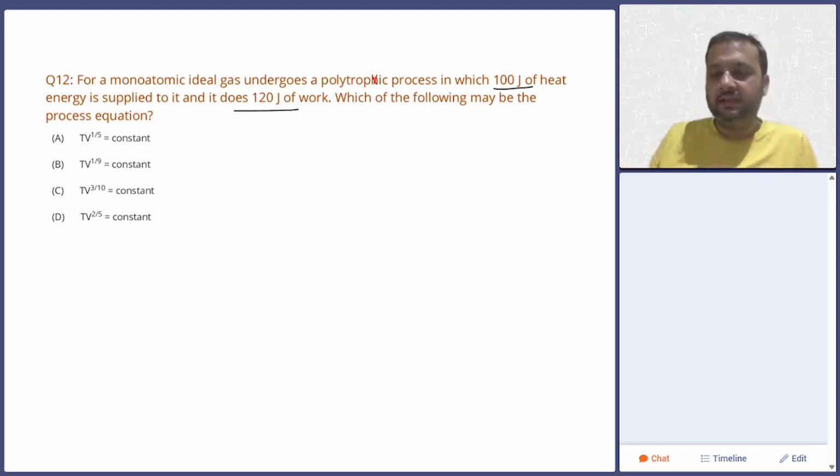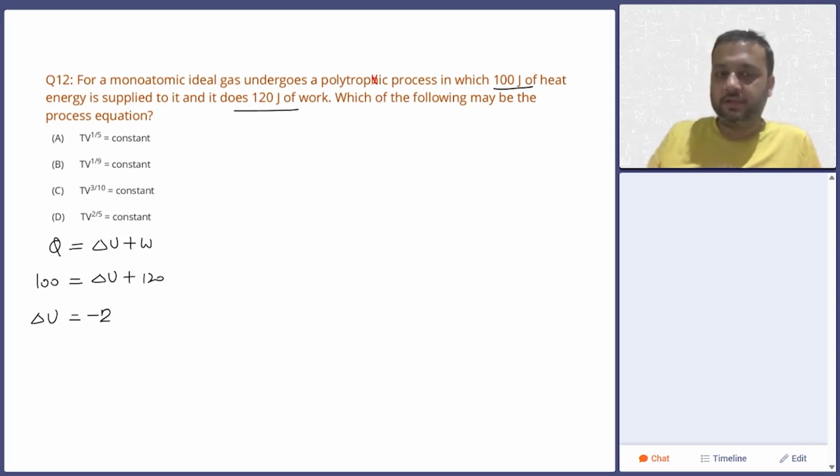So again, we can very well see that using first law of thermodynamics, Q is equals to delta U plus W. Now Q value is plus 100, delta U we don't know, and W is plus 120. Using this, we get delta U as minus 20 joules. Now delta U for any gas can be written as n Cv delta T. This is a standard equation, that is minus 20.